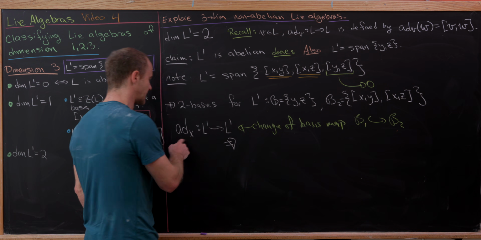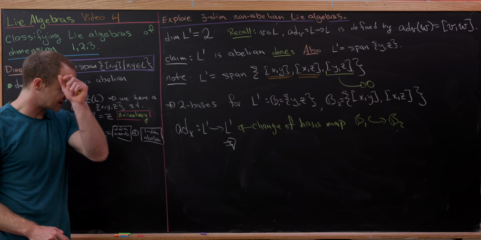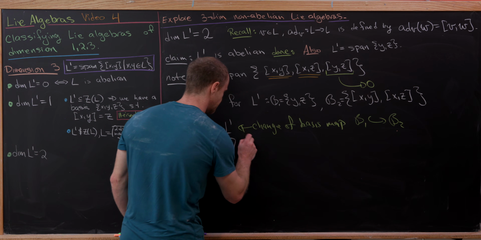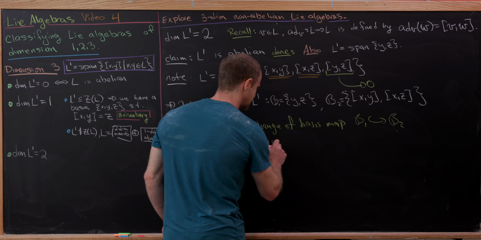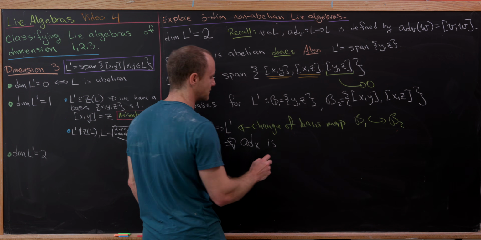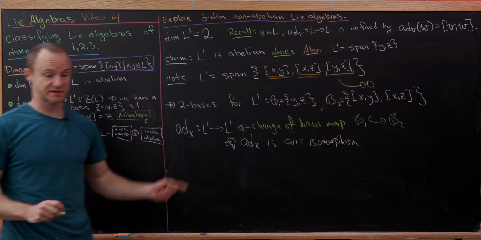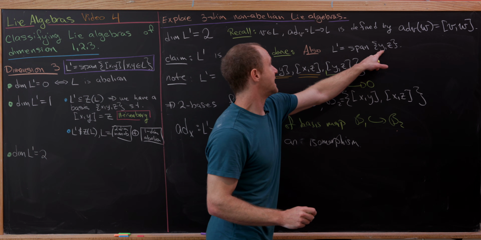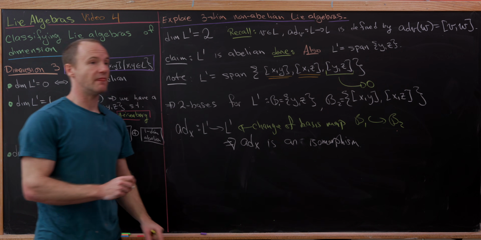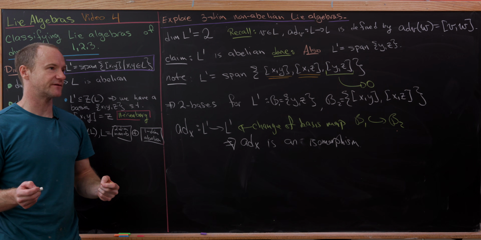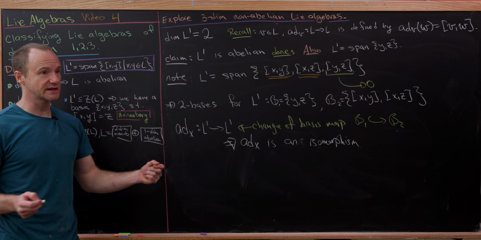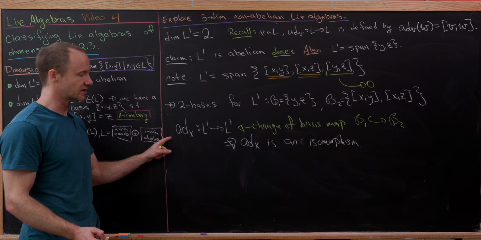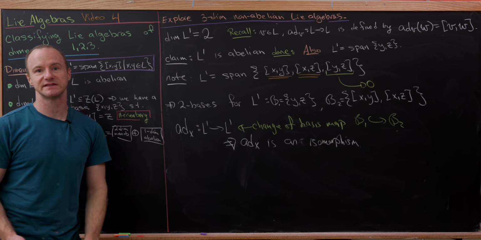But if the adjoint action of x is a change of basis map, just by linear algebra, we know that it's one-to-one and onto. In other words, ad x is a vector space isomorphism. Okay, so that's good. So just to have a little bit of a midpoint summary, we've got a basis for L prime, and then we extend that to a basis of the whole space, and regardless of the extension vector, the adjoint action of that extension vector restricted to L prime is an isomorphism.